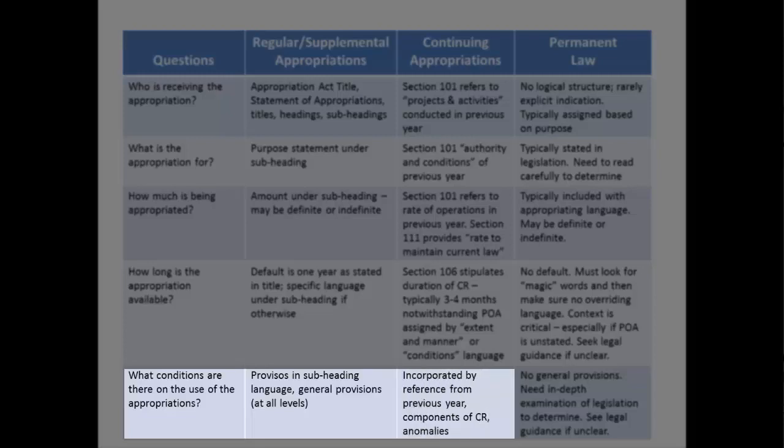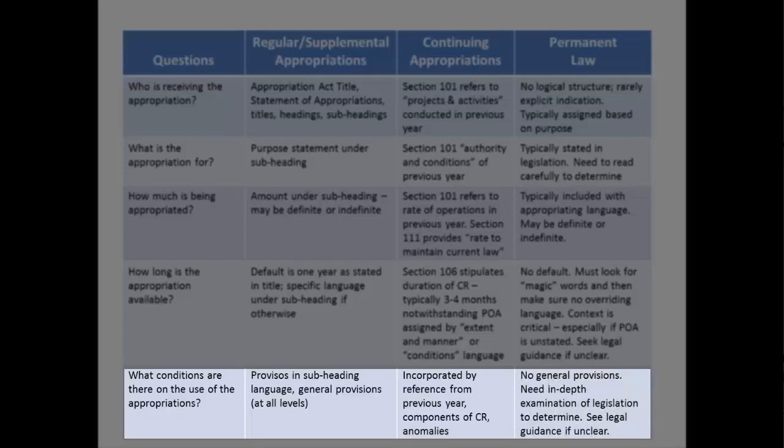A continuing resolution, of course, is all about conditions. Some conditions are the same as the previous year, that is, they're incorporated by reference. Some are added as normal CR components, and some are added as anomalies.